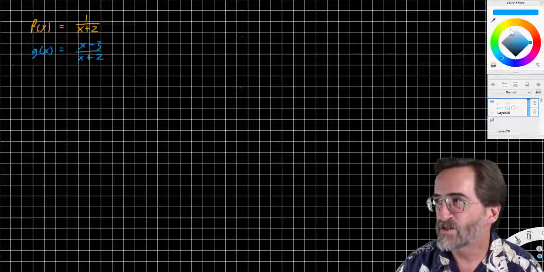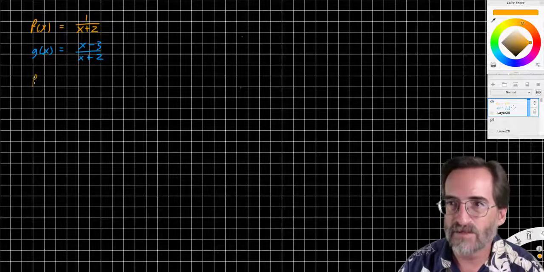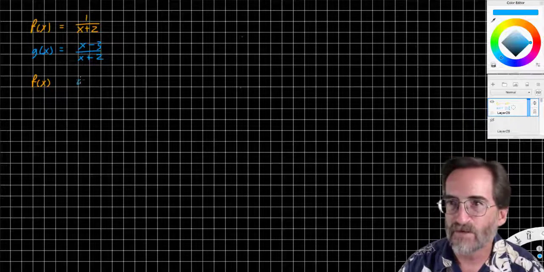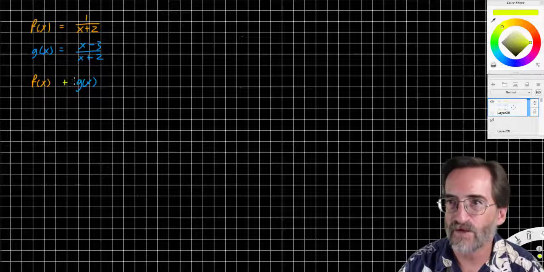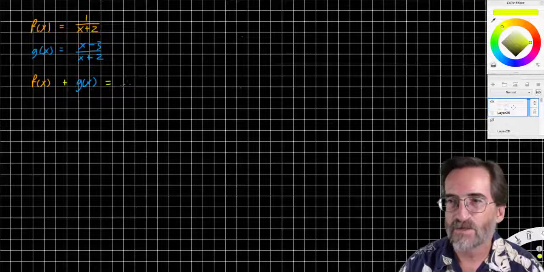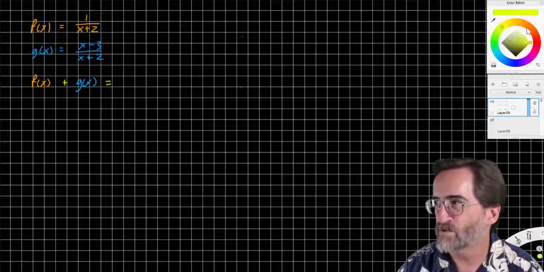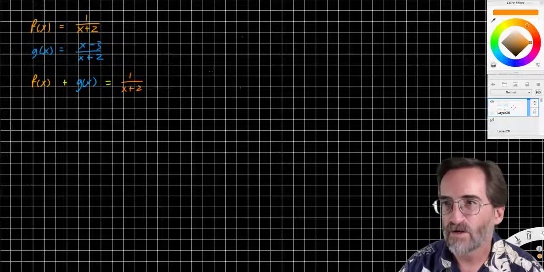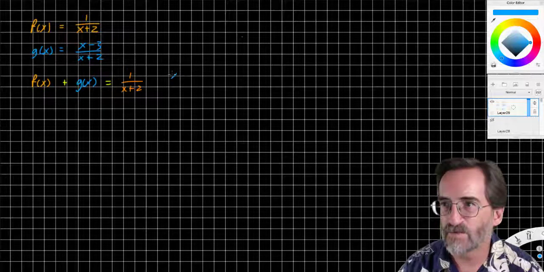Okay? But here's the idea. I can take and add them. So we can add f of x and g of x. F of x plus g of x equals 1 over x plus 2, plus x minus 3 over x plus 2.